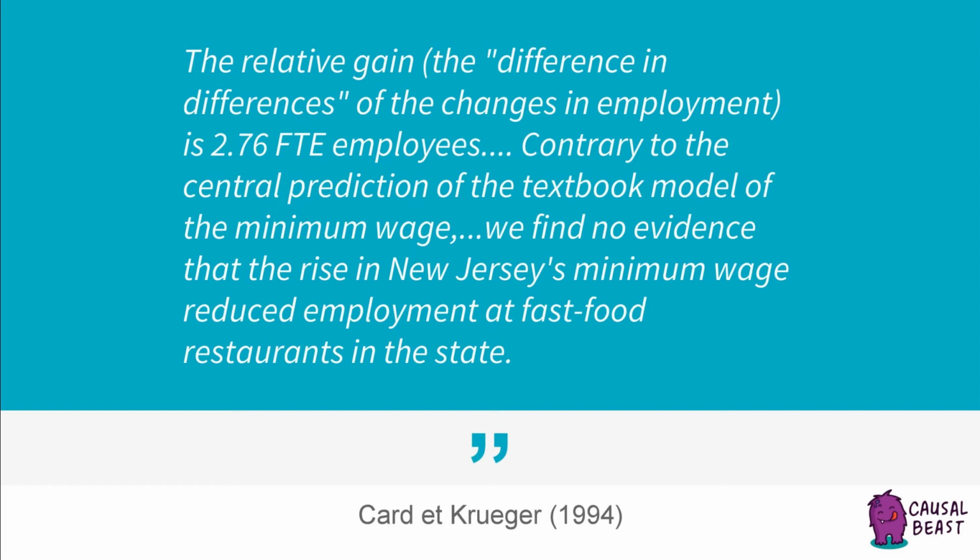Because they admit that the results run contrary to economic theory, they dedicate most of their paper on corroborating the finding. For example, they provide commentary on why New Jersey has an economy that is closely linked to Pennsylvania. They also talk about why fast food stores in eastern Pennsylvania form a natural basis for comparison with the restaurants in New Jersey, and how seasonal employment patterns are similar in both regions. All of this effort is to explain why the parallel trends assumption holds.